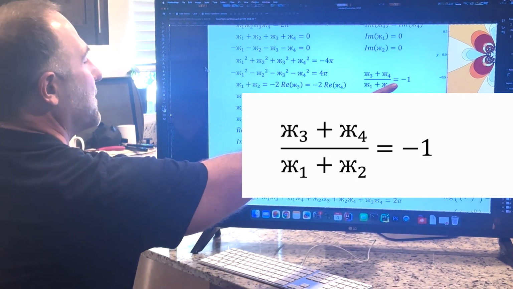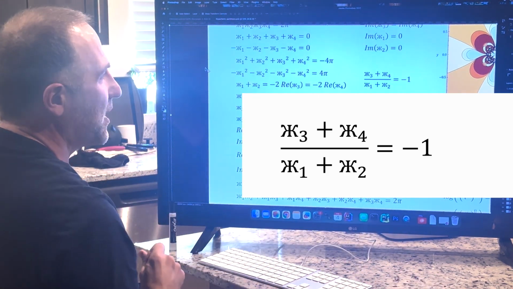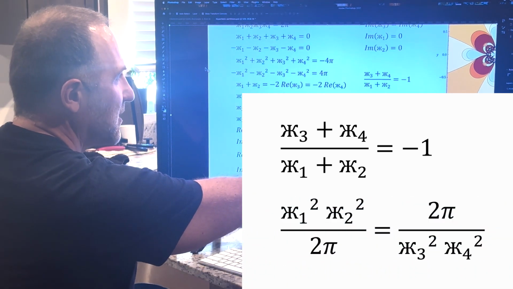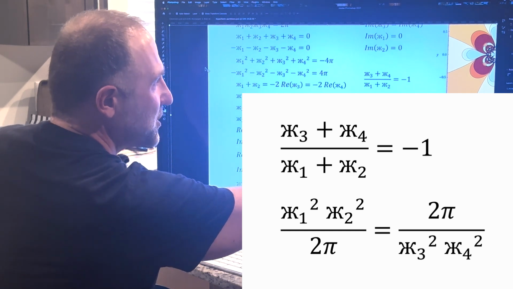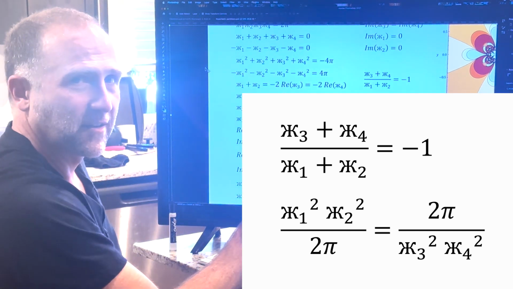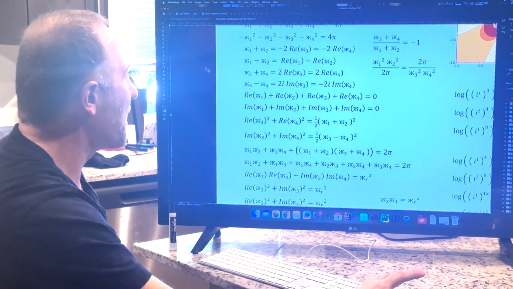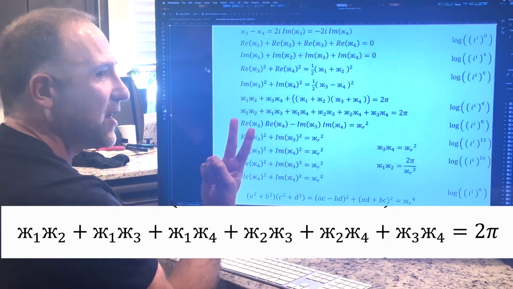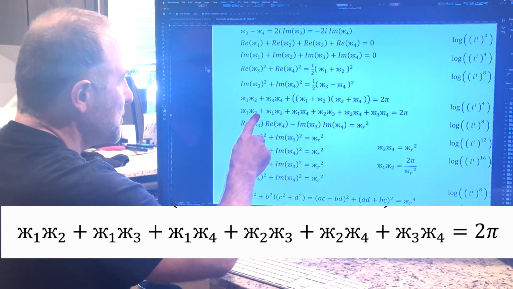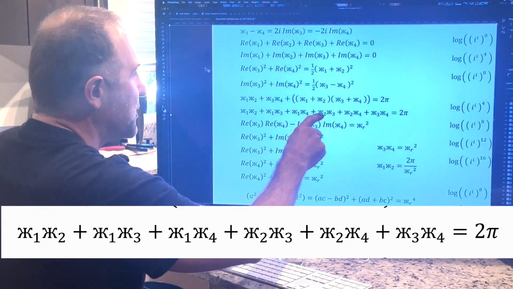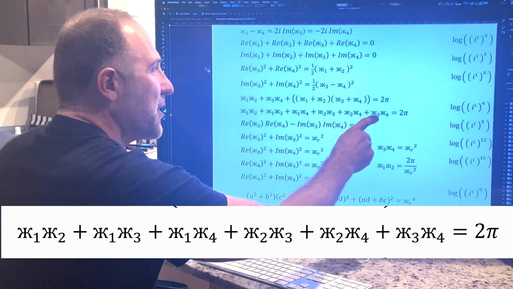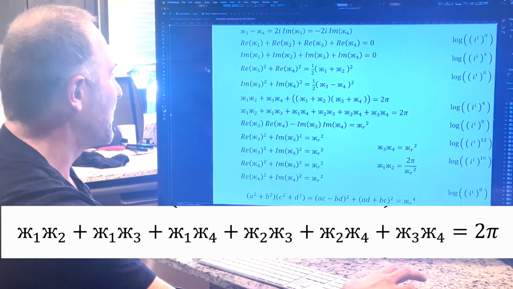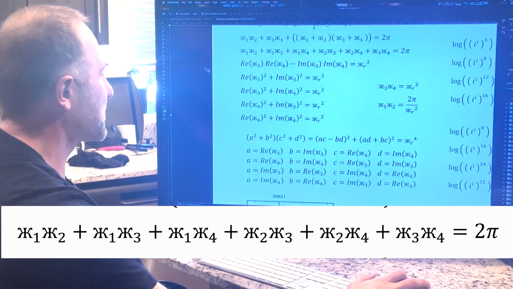J3 plus 4 divided by J1 plus J2 is equal to negative 1. J1 squared times J2 squared over 2 pi is equal to 2 pi divided by J3 squared times J4 squared. Fantastic symmetries all throughout. You can take the sum of every byproduct of the J's: J1 times 2, J1 times 3, J1 times 4, J2 times 3, J2 times 4, and J3 times 4. Add them all together, and you get 2 pi. A lot of beautiful geometric structure.